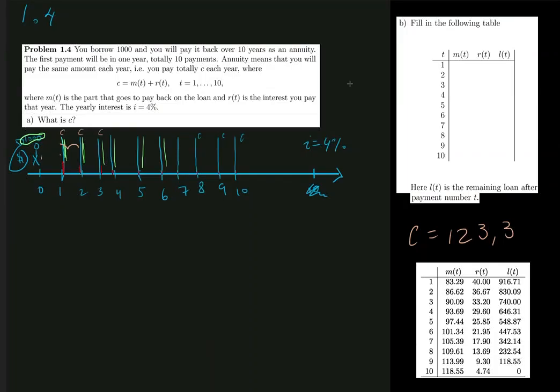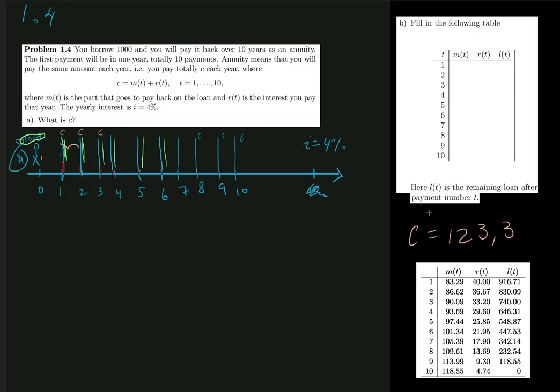So now we are asked to fill in a table that looks like this. And what we have is M of t is the part that goes back to the loan. R of t is the interest that you pay. And these two should sum to C. And we have already established in the earlier part of this exercise that C is equal to 123.3.